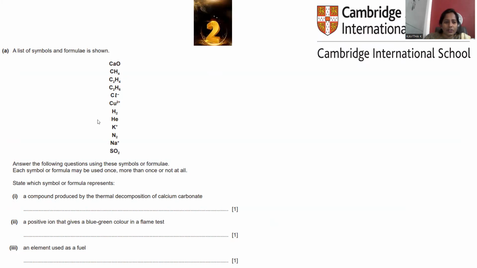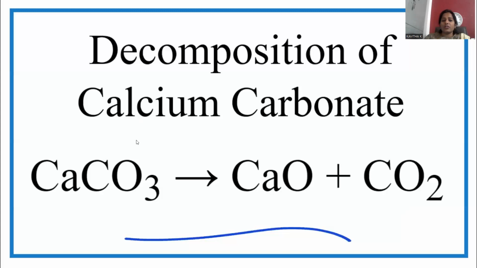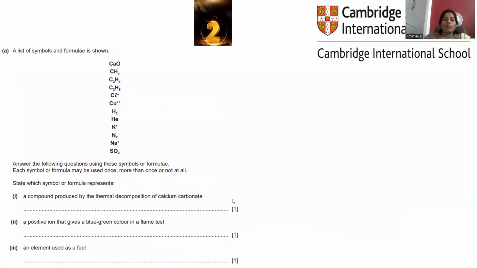Can you find carbon dioxide over here? Carbon dioxide may not be present. One of the products is provided, that is CaO. Calcium oxide is there, so this will be the correct answer for question one. Move on to question two.